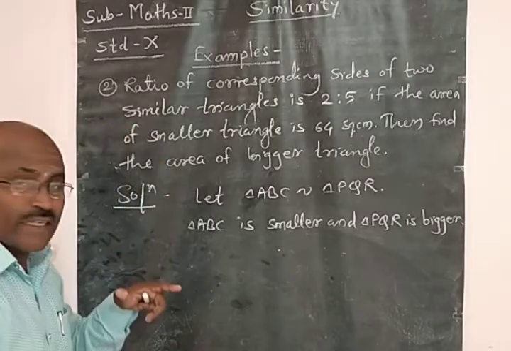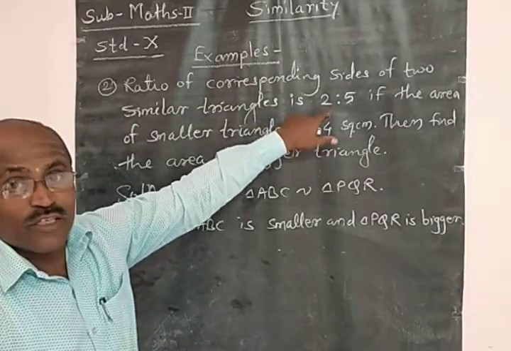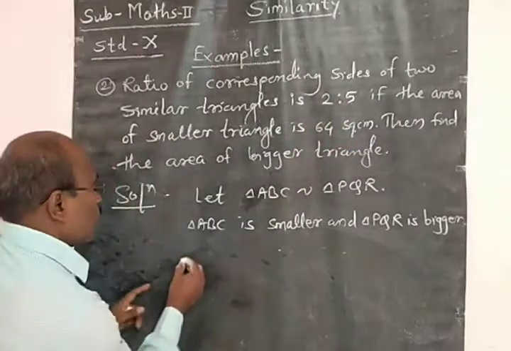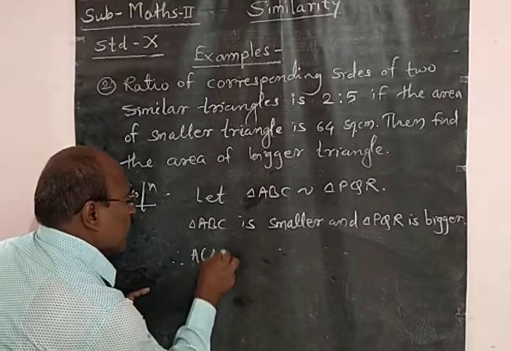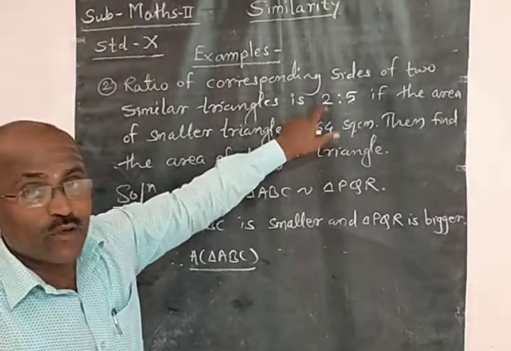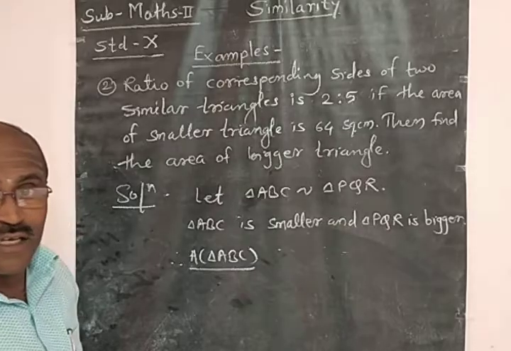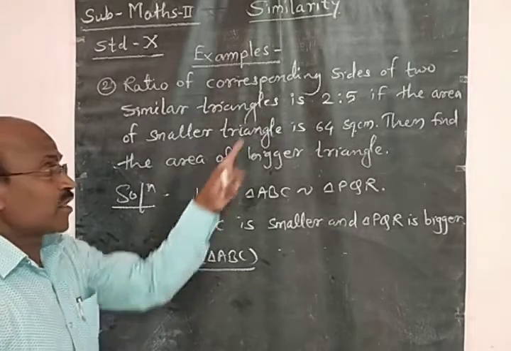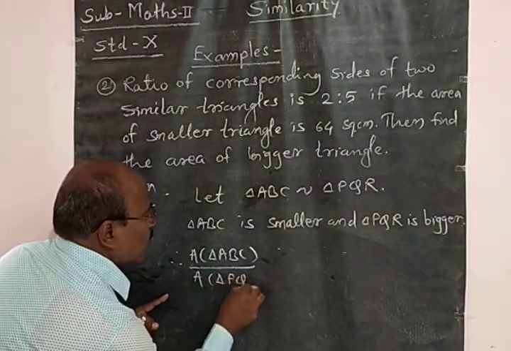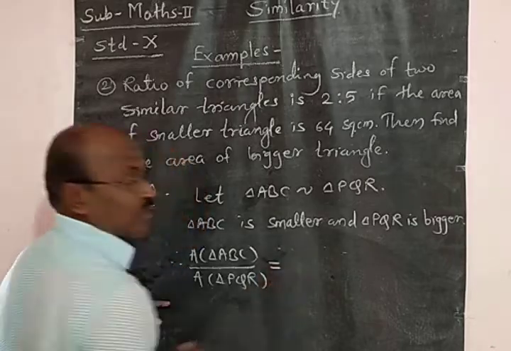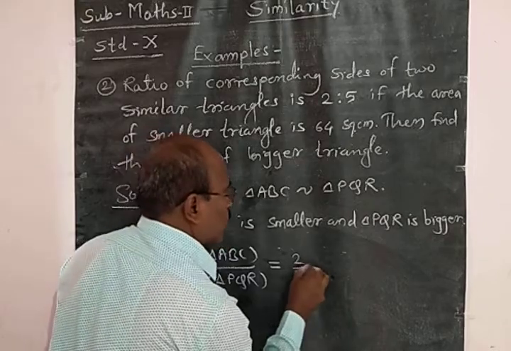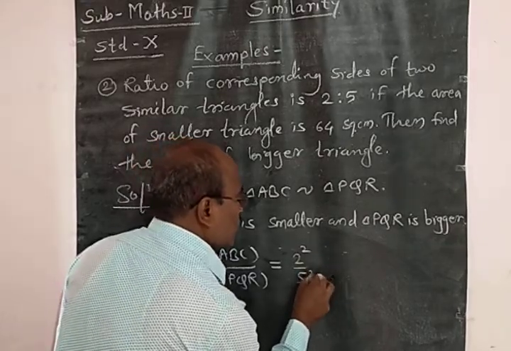Then what is given here? The ratio of the corresponding sides of these two triangles. 2 is the smaller one, 5 is the bigger one. So here what is to be written? Area of triangle ABC. Write the smaller triangle in numerator because in the ratio the first term is the corresponding side of the smaller triangle. So here area of triangle ABC divided by area of triangle PQR is equal to 2 upon 5, that means 2 square upon 5 square.